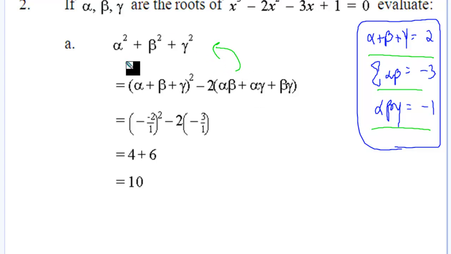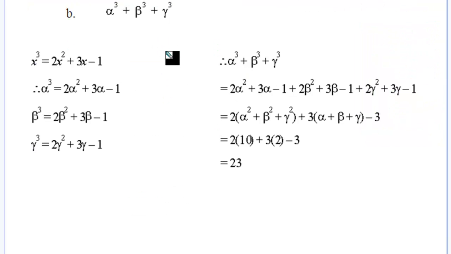Now, if you're not sure that that's true, if you don't trust me, expand this out. I'm sure you trust me. Sure you do. But you can expand that out, and you can see that that's what it will give us, because these are the terms that get doubled up in there, and so we subtract them away. But notice we've gone back to the sum of the roots 1 at a time, the sum of the roots 2 at a time. We're able to put these values in and get a value for alpha squared plus beta squared plus gamma squared.